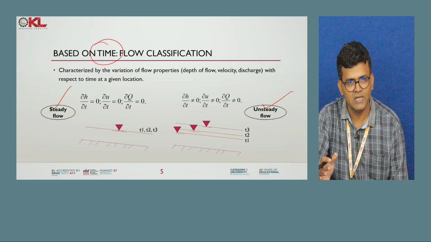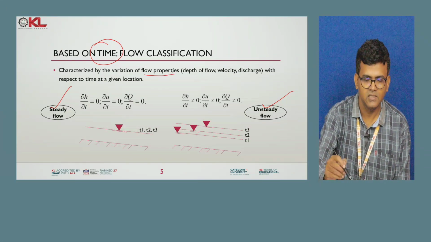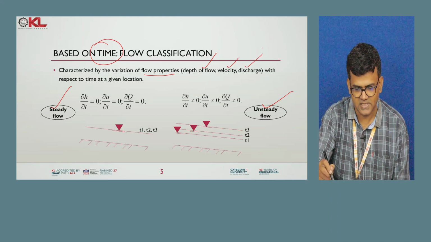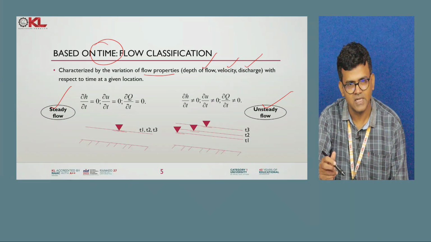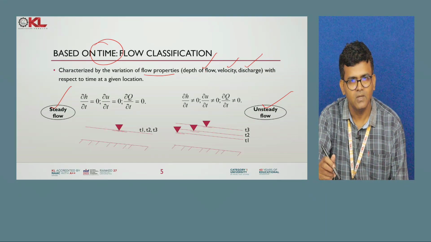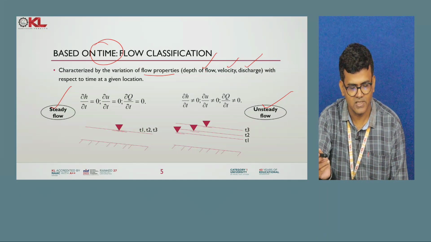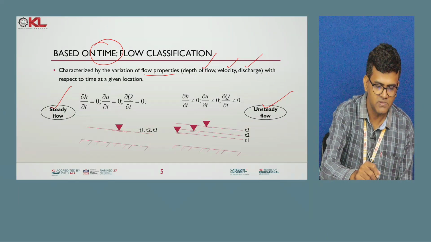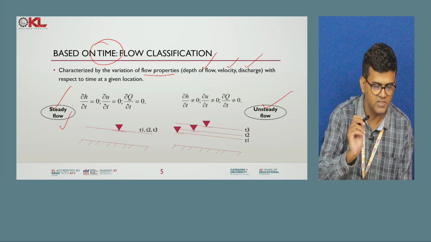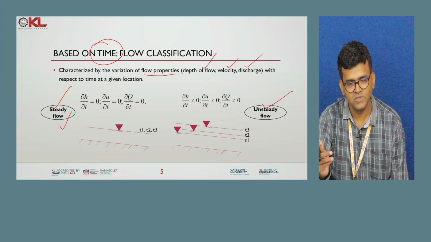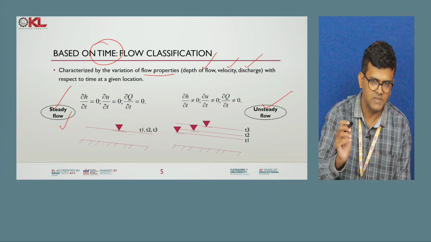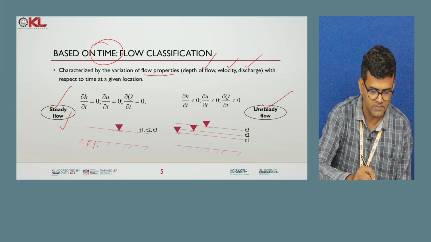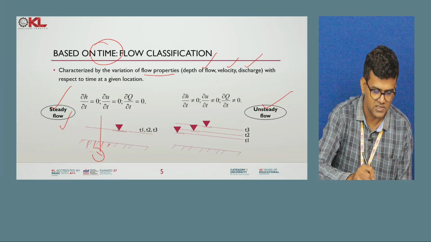Flow is defined by some characteristics: depth of flow, velocity, discharge. These are the flow characteristics. If the flow properties, that is the depth of flow, velocity and discharge, are not changing with time at any given location, then it is called steady flow. Suppose we take the depth of flow. Suppose this is the channel bed. Take this section 1.